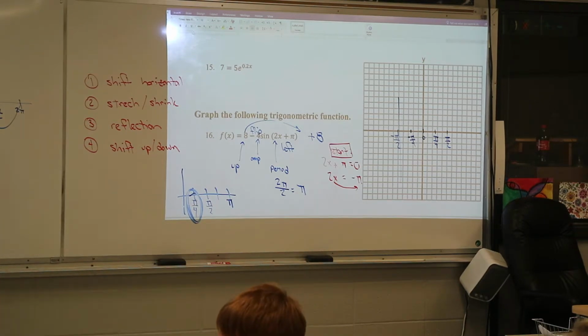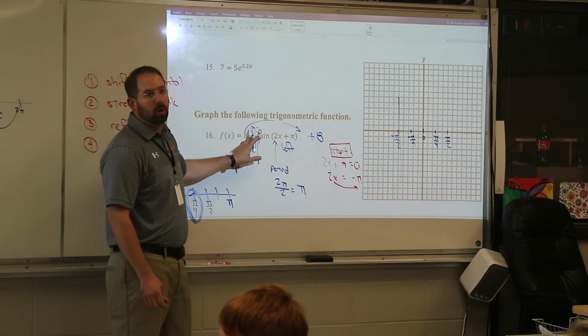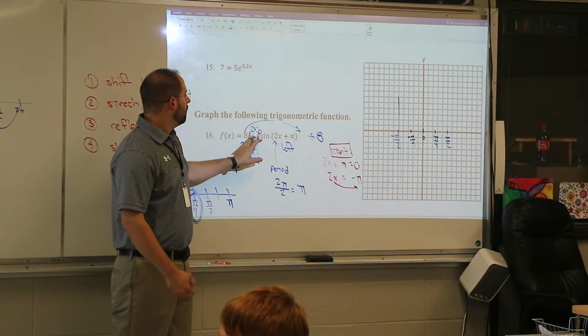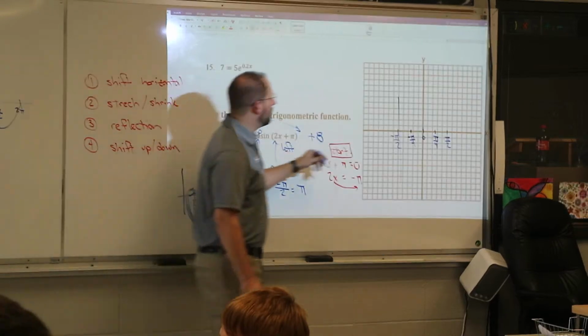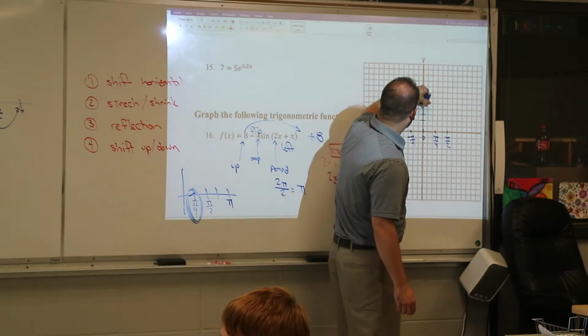Now, this graph is going to hit a height of 4 above and below. That's my stretch. So I know I'm going to have to hit 4 above and below.